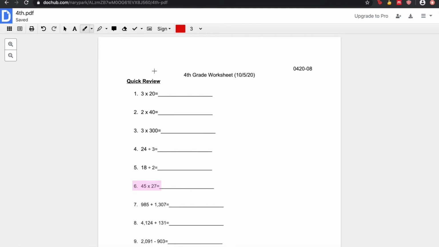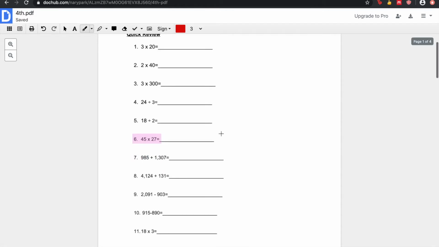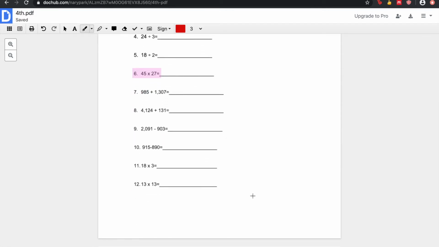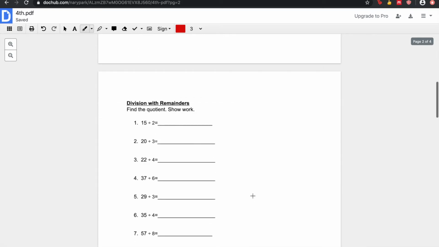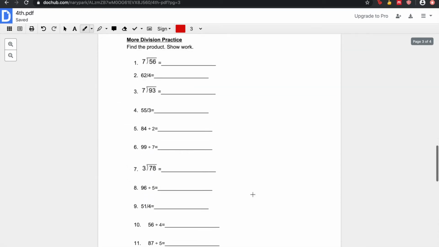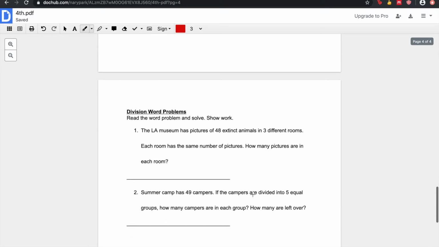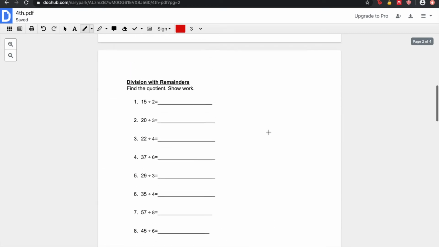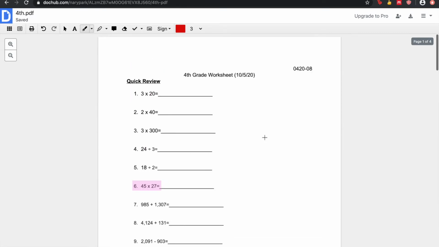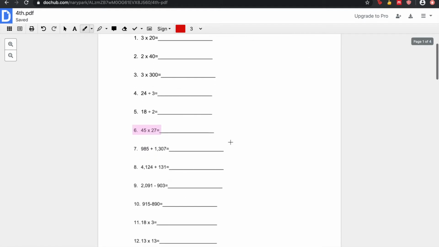Today we're going to be going over another worksheet, and there's some concepts. For this one, we're specifically focusing on the order of operations, specifically on division. You can see we're doing division word problems, division practice, division with remainders, and just a quick review. So before we get into division, I wanted to jump straight into some review with multiplication.